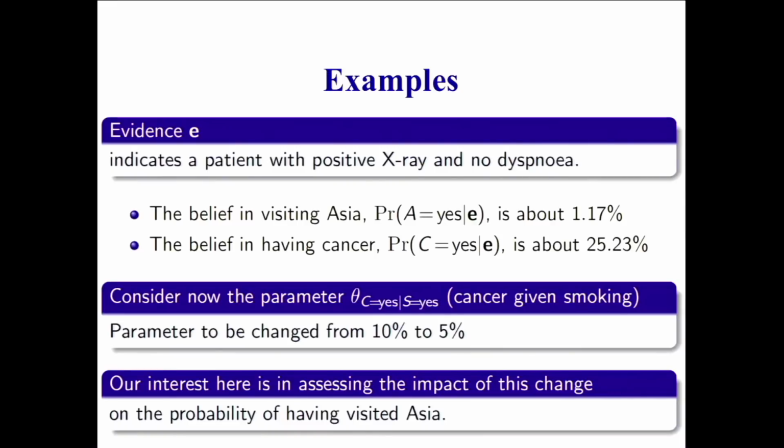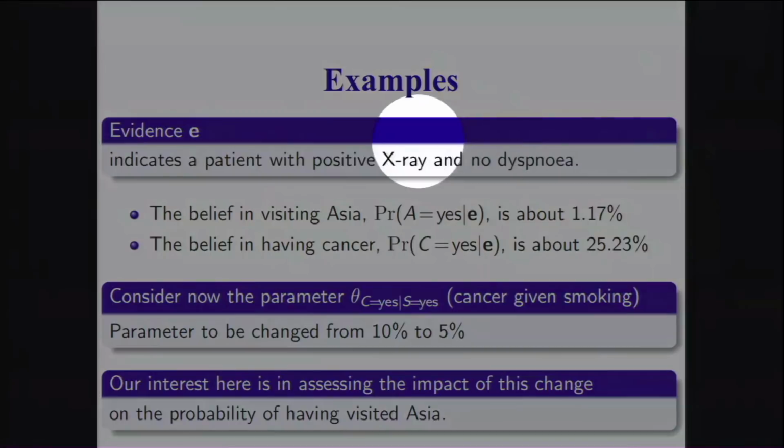But let's look at this example. We've seen this network before. We call it the Bayesian network. We have some evidence, E.